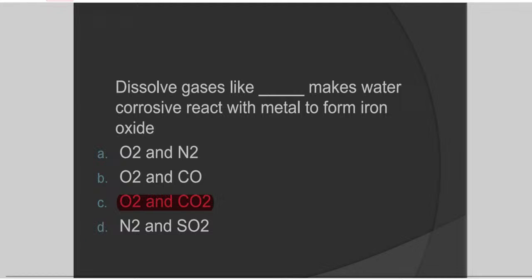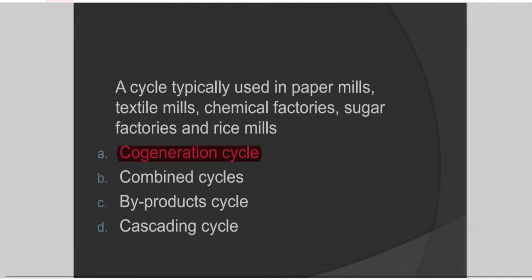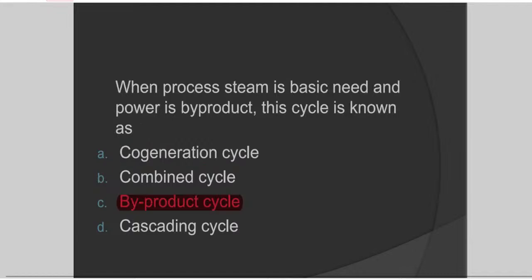A. O2 and N2 B. O2 and CO C. O2 and CO2 D. N2 and SO2. A cycle typically used in paper mills, textile mills, chemical factories, sugar factories, and rice mills. A. Cogeneration cycle B. Combined cycle C. Byproduct cycle D. Cascading cycle. When process steam is the basic need and power is a byproduct, this cycle is known as a cogeneration cycle. A. Combined cycle B. Byproduct cycle C. Cascading cycle.